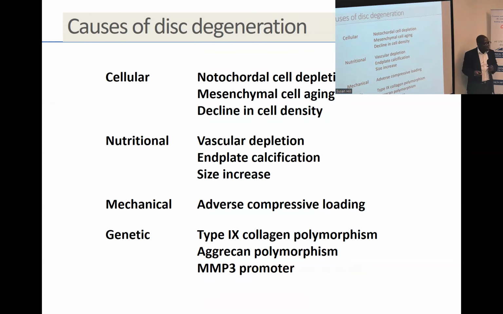So there are a lot of causes of this degeneration. It can be cellular. We're born with notochordal cells, for example, and then at a certain age, we start losing these notochordal cells. Some people say that's one of the reasons degeneration starts. It can be nutritional, mechanical, or genetic.